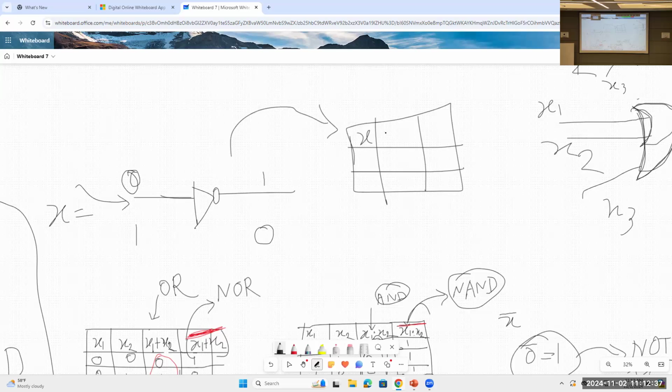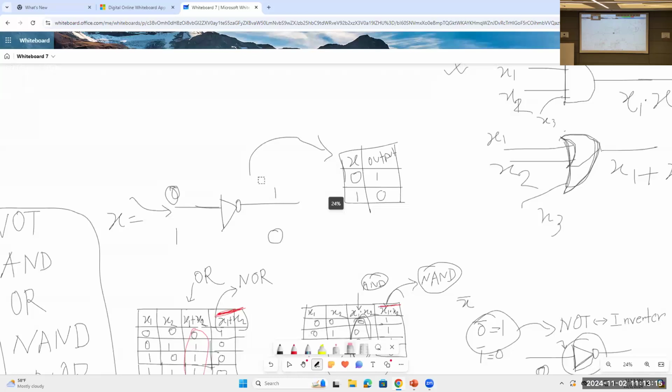So what will be the truth table? I'm writing the output. If x equals 0, the NOT gate output will be 1. If x equals 1, the NOT gate output will be 0. This is the truth table of the NOT gate. Because there is only one input, and the values can be 0 and 1, there is no combination behind this. So this is the NOT gate. A NOT gate is very simple, it just takes an input and inverts it. That's the operation of a NOT gate.